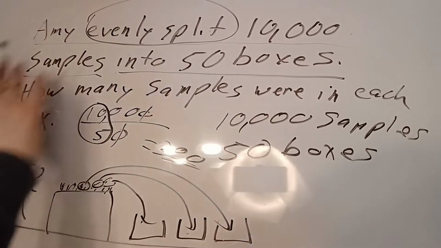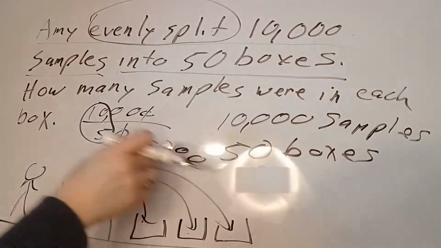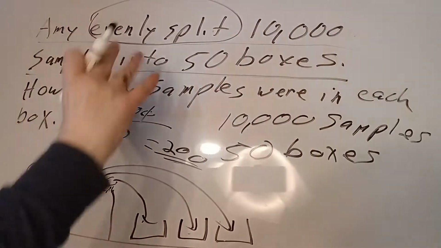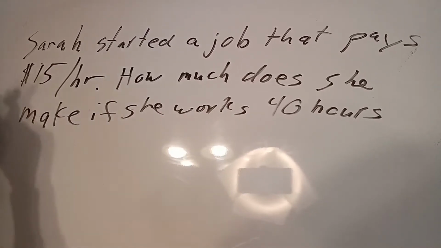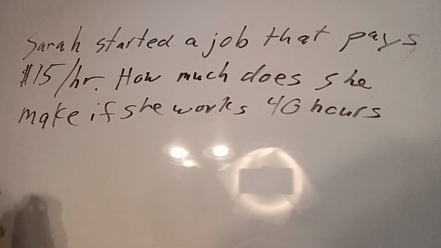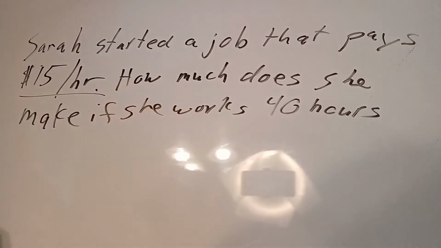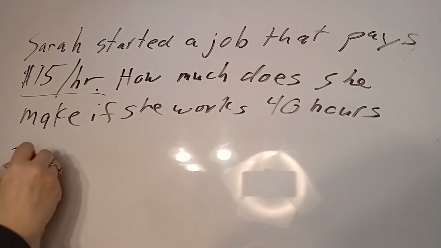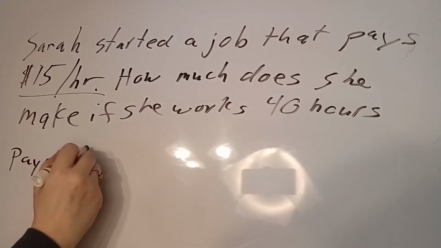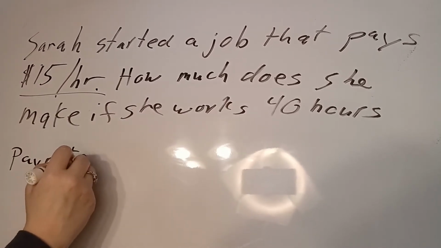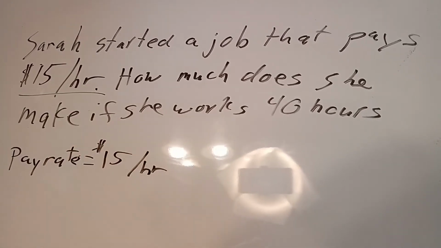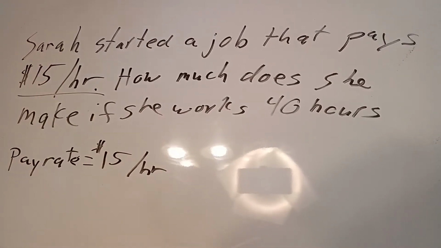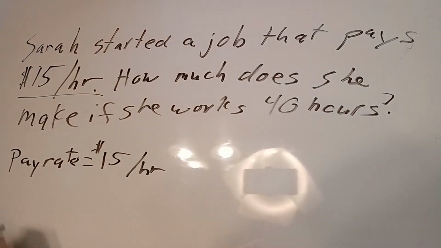Let's look at another one. I'll just wave my hand magically over the whiteboard and presto, we have a new question. So let's read this one. Sarah started a job that pays $15 an hour. Okay, so we know this is the pay rate. Pay rate equals $15 per hour. How much does she make if she works 40 hours? Okay, we have 40 hours.